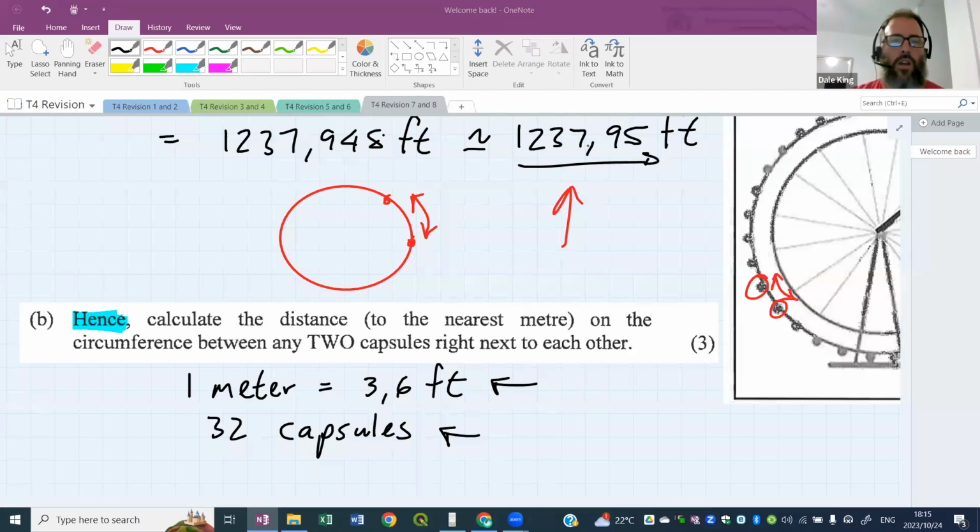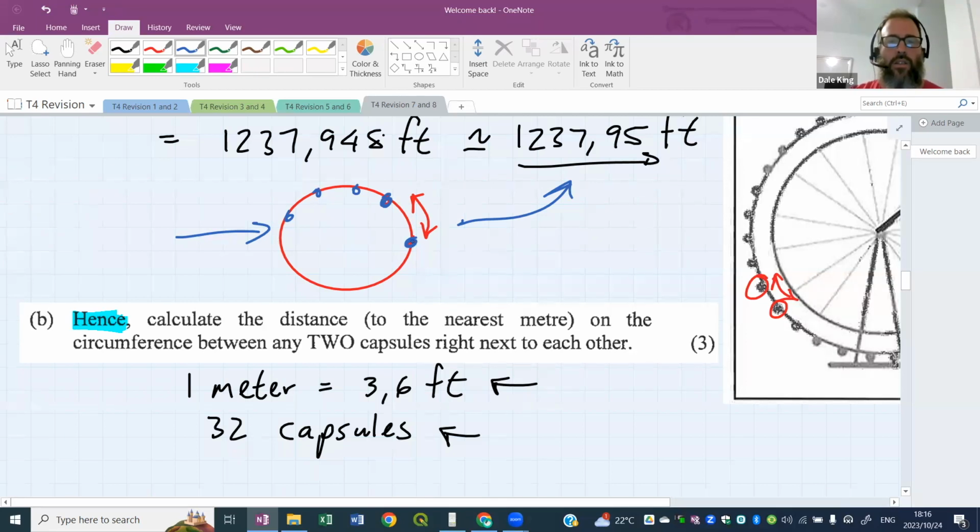Look at this red circle here. The circumference is over here, 1,237.95 feet, all the way around that red circle. On that red circle there are little capsules, which I've circled as blue dots. They want to know the distance between two of these. Remember, there are 32 of them on here. So it's the distance on that red line between those two points, and they want this in meters.